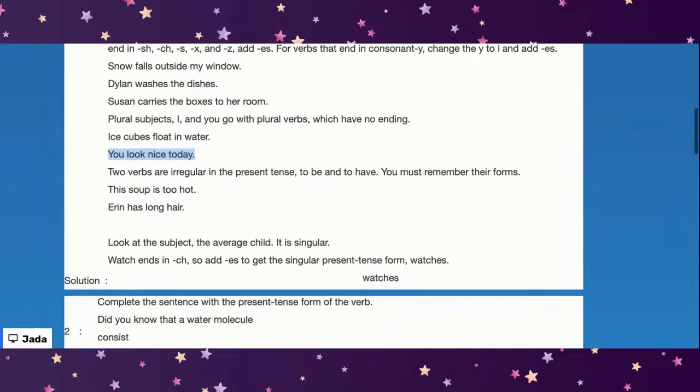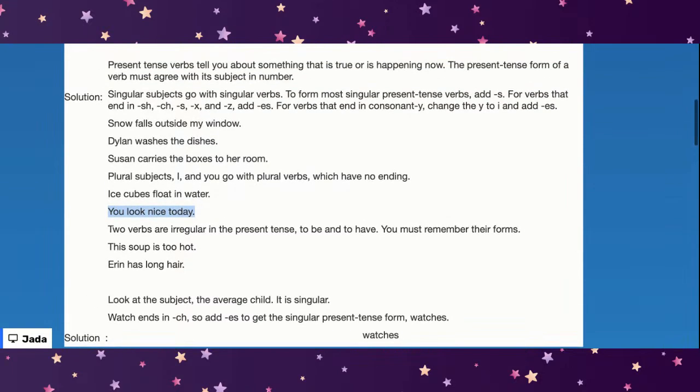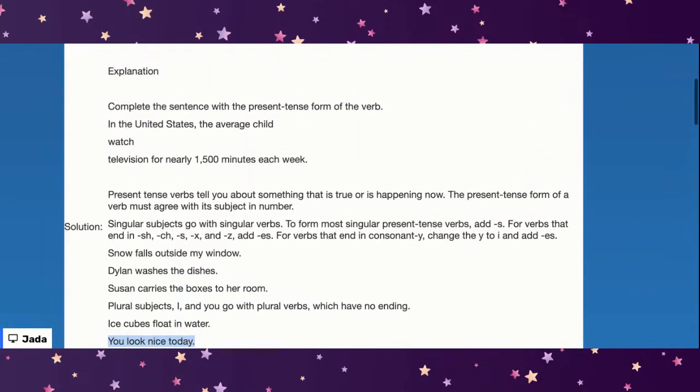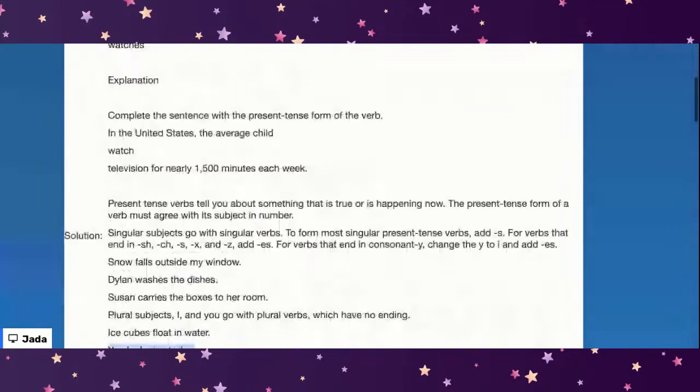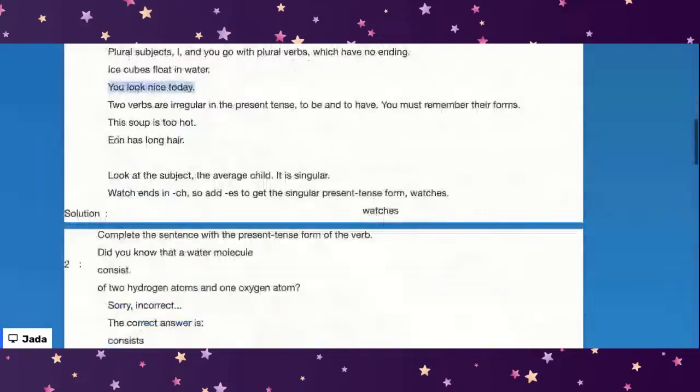Two verbs are irregular in the past tense, to be and to have. You must remember their forms. This soup is too hot. Erin has long hair. So this is it for the present tense.